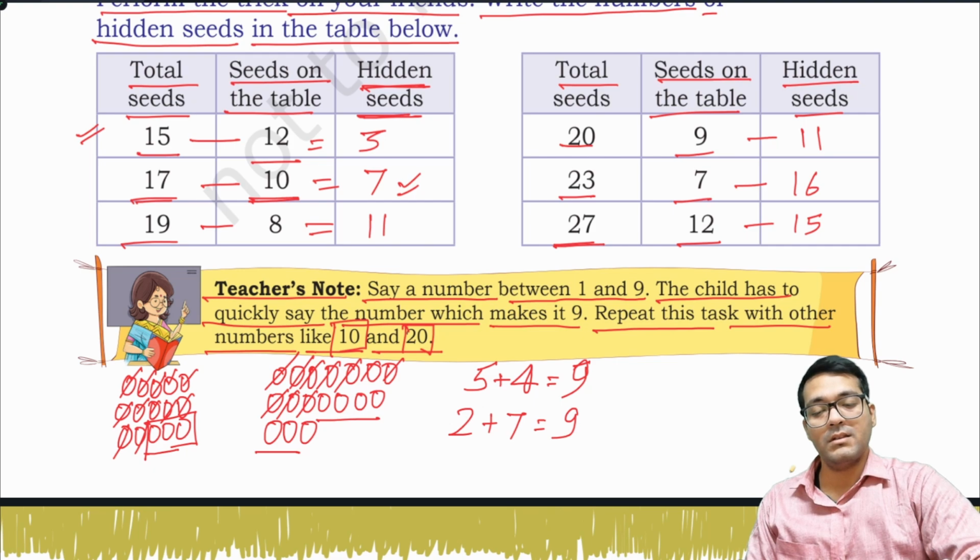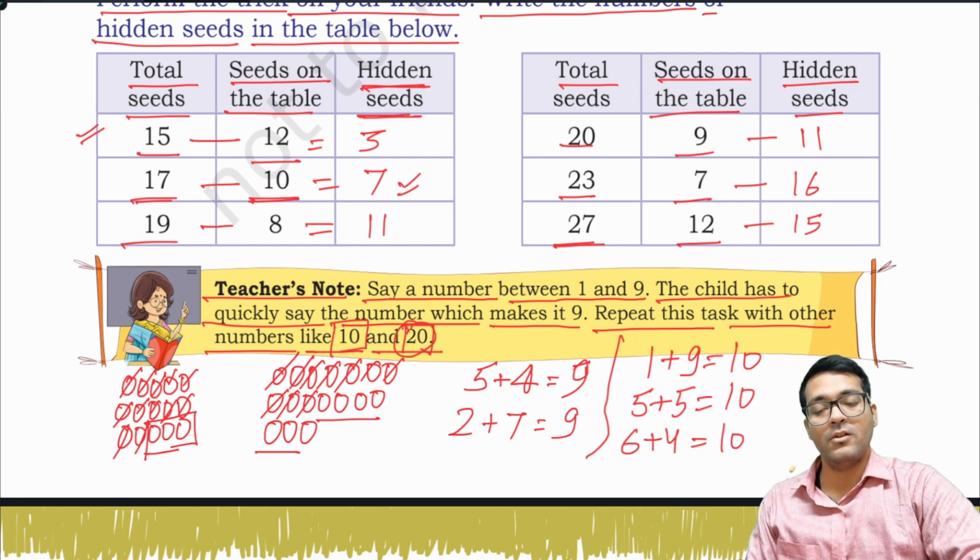For 10, if teacher says 1, then children have to say 9 so that after adding these two it becomes 10. If teacher says 5, then children have to say 5 so that it becomes 10. If teacher says 6, student has to say 4, then it becomes 10. Similarly for 20, if teacher says 11, then student has to say 9 so that it becomes 20. If teacher says 15, student has to say 5 so that it becomes 20. If teacher says 2, student has to say 18 so that it becomes 20.